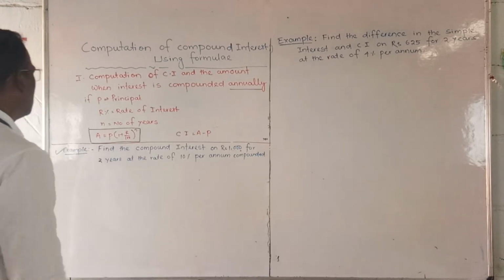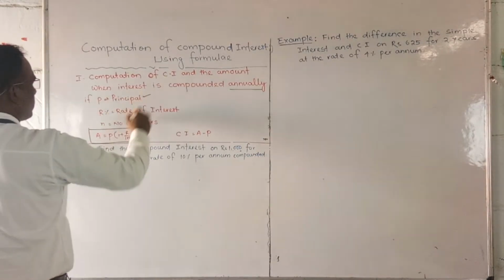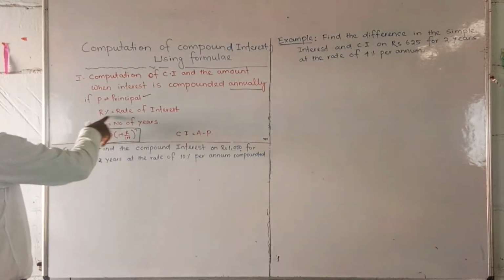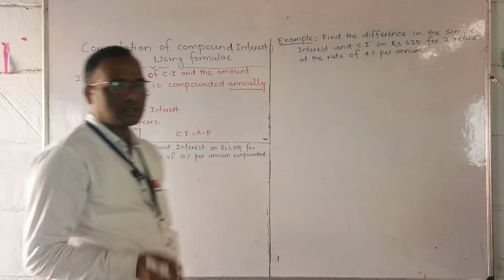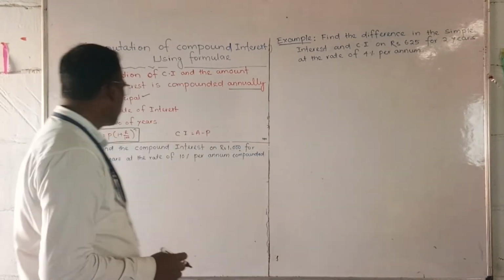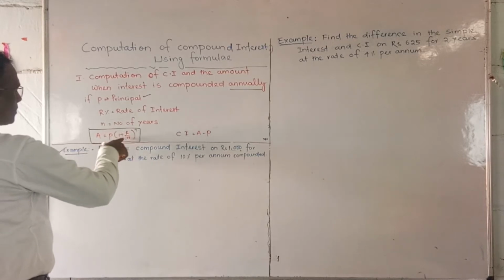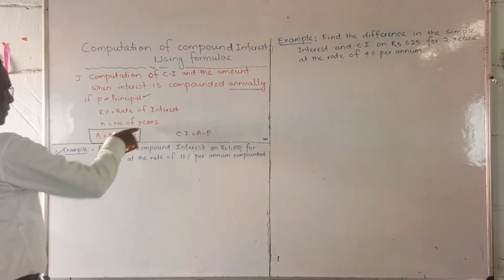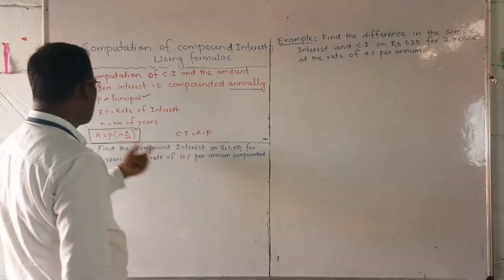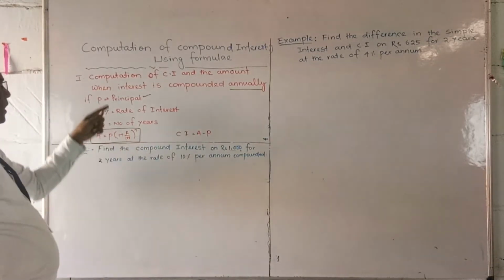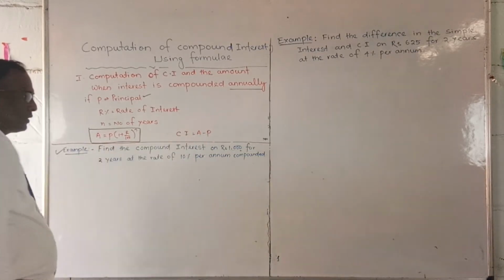Observe that, students: principal is P, R is the rate of interest in percent, and n is the number of years, how many years it has given. The amount formula is P times (1 plus R by 100) to the power n, and compound interest is equal to amount minus principal. Whatever value we get, if we subtract the original principal, we get the compound interest. There is another formula also, students.